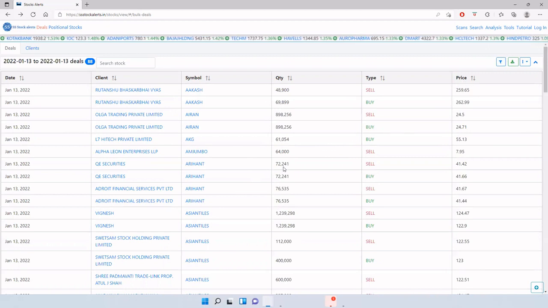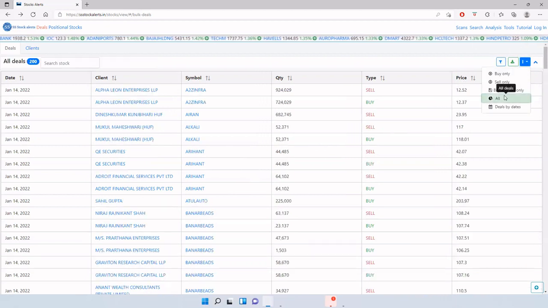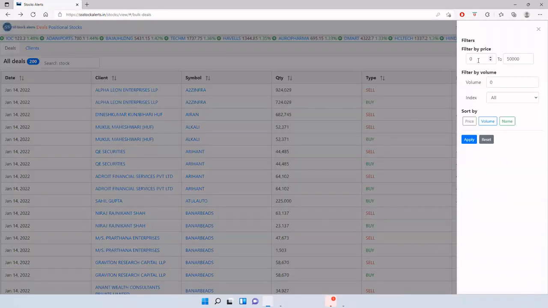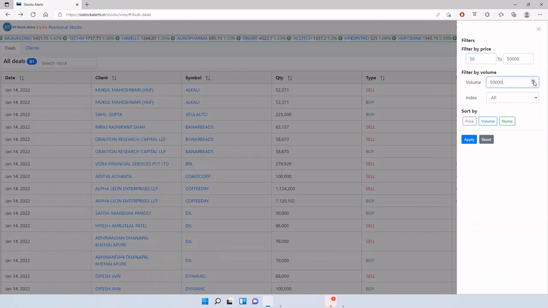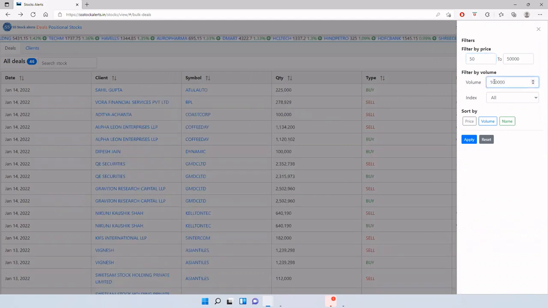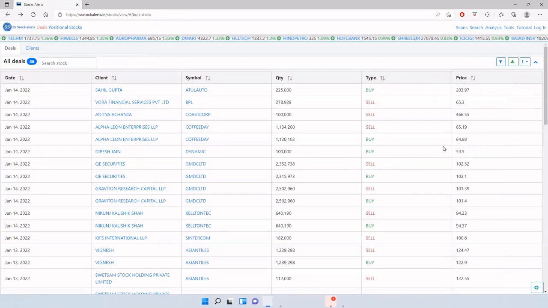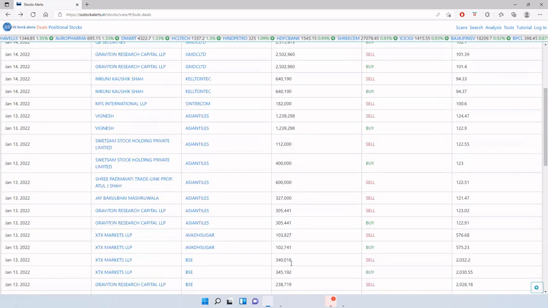And if you want to filter the deals, just click on the filter here, and you can filter the deals. Mostly I am interested in deals above 50 rupees, so I can just click on 50 rupees. And I am interested in a quantity of more than 1 lakh. I'm just clicking apply. So here you will see only the deals above that price, where the deal quantity is more than 1 lakh.